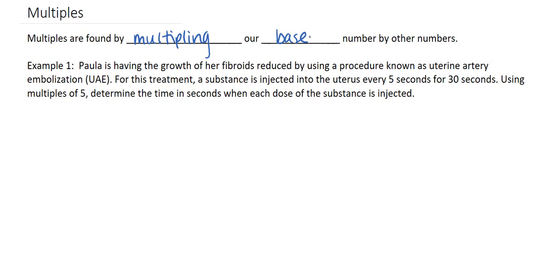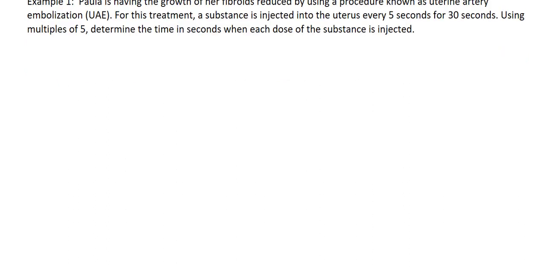Suppose having the growth of our fibroids reduced by using a procedure known as uterine artery embolization, or UAE, and then for this treatment, a substance is injected into the uterus every 5 seconds for 30 seconds. So we're going to use multiples of 5 to determine the time in seconds when each dose of the substance is injected. So let's go ahead and do that.